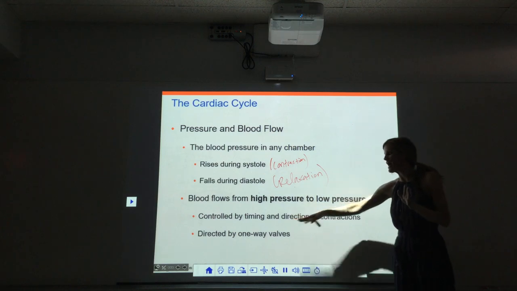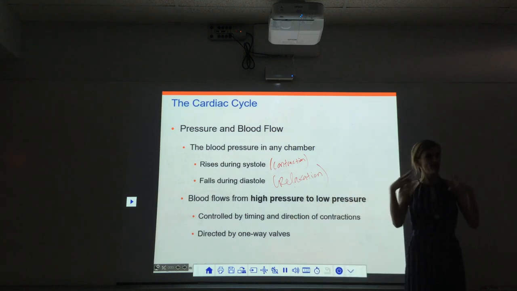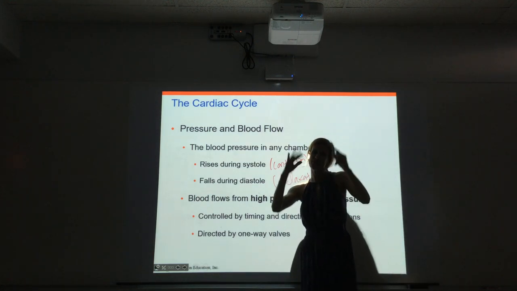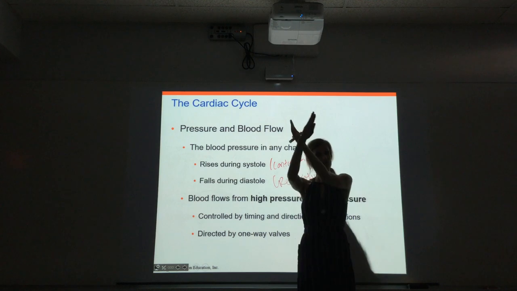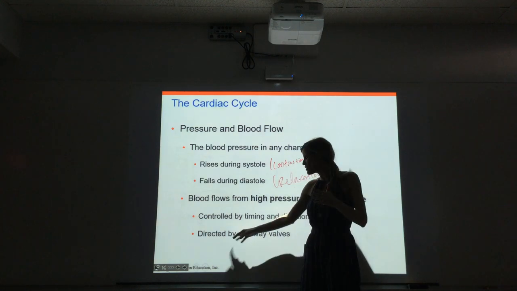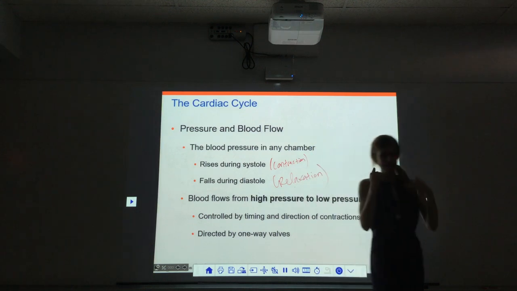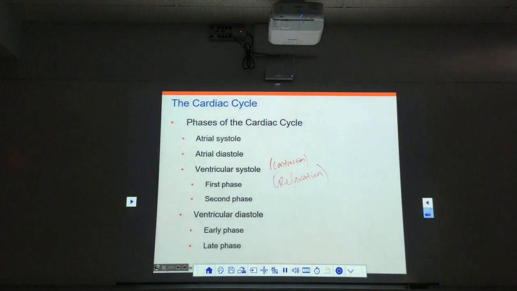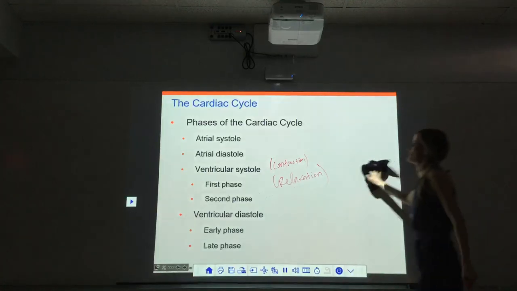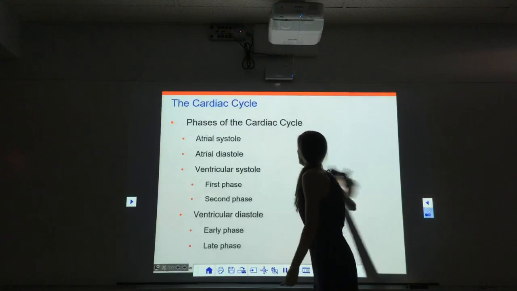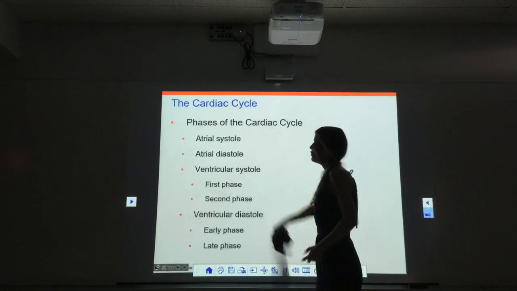We control that by the timing and direction of our contractions, right? When the atria contract, we want the blood to go down to the ventricles. When the ventricles contract, that allows the blood to eject out of the heart. And then we also utilize our one-way valves to make sure that it's not going backwards at any given time. Again, we're going to talk through this again, so it should be very familiar, but we'll just add a few details now. So, phases of the cardiac cycle.